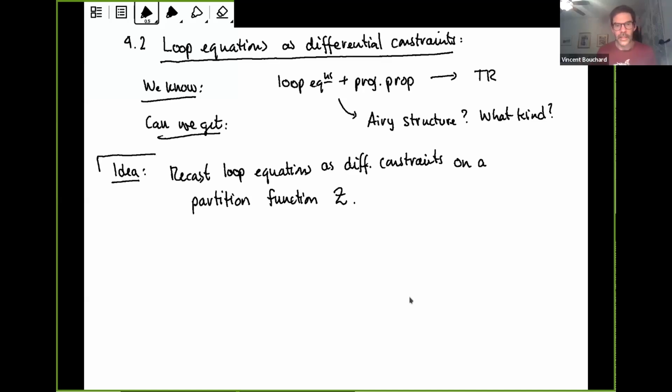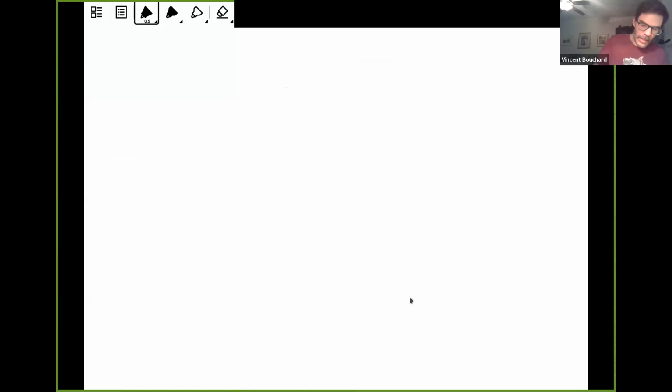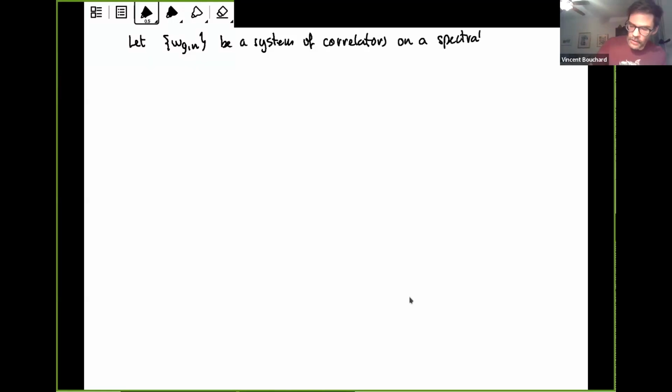Okay, so we'll do that again in a few steps. So I'll tell you how we do it because the construction is also quite nice here. So we start with a system of correlators, as always, that satisfies the loop equations. Well, let's just start, generally speaking, with just a system of correlators on the spectral curve. So again, I'm doing the same assumptions as usual, just for simplicity for these lectures.